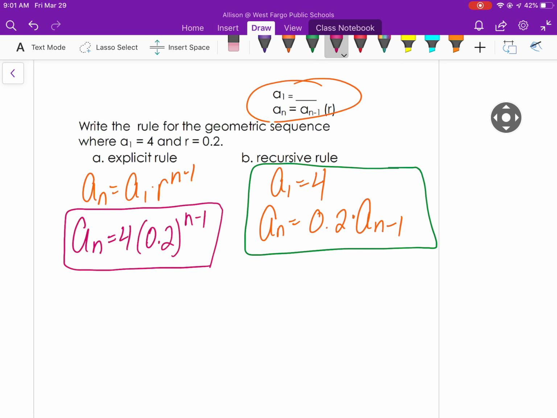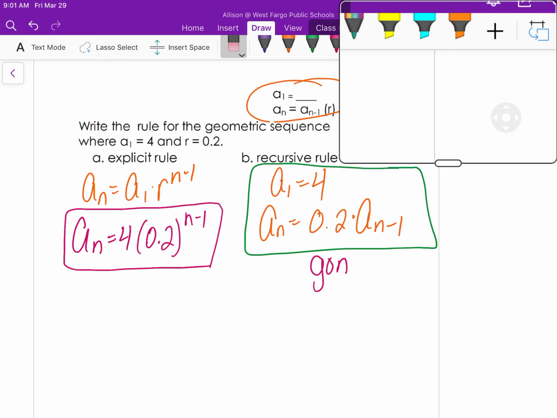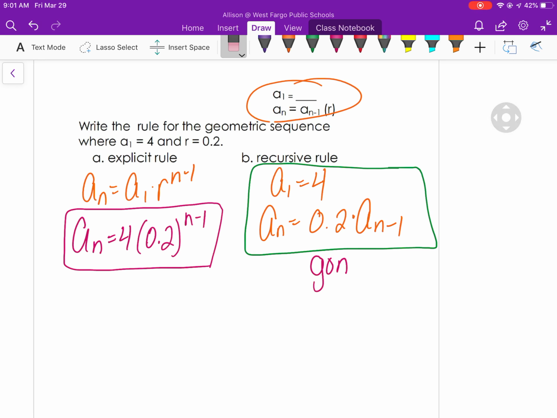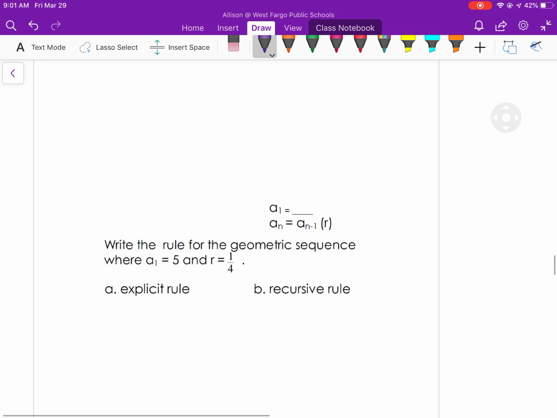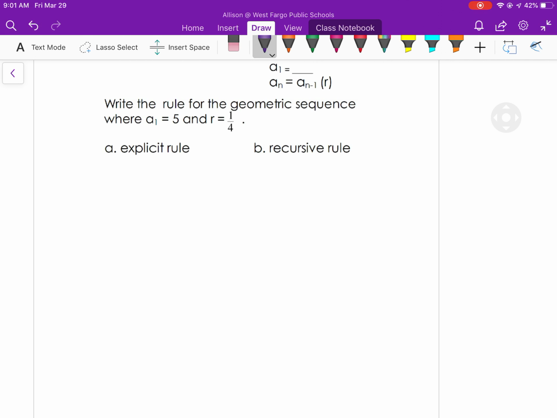Oops, I didn't mean to open that. Oops, why do I keep hitting that? I'm sorry, hold on. All right, I'm just going to move on. Go in order. Okay.